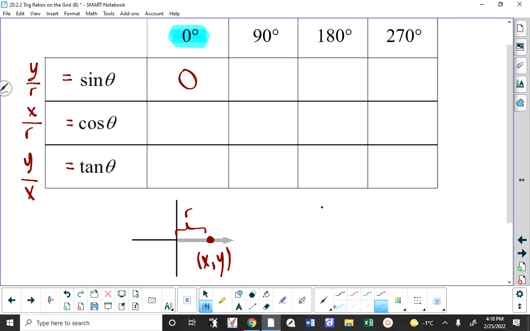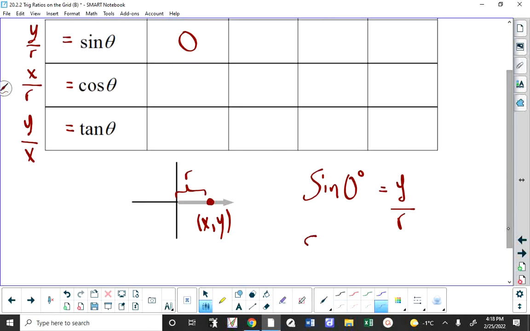Because, and this is just my scrap paper here, sine of 0 degrees is the y-coordinate at that point over r, but the y-coordinate is 0, so we have sine of 0 degrees equals 0 over, well, quite frankly, I couldn't be bothered to worry about what the value of r is. If y is 0, y divided by r would be 0 divided by r, and 0 divided by any non-zero number will be 0.